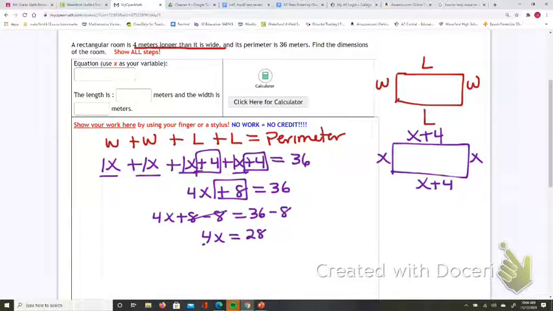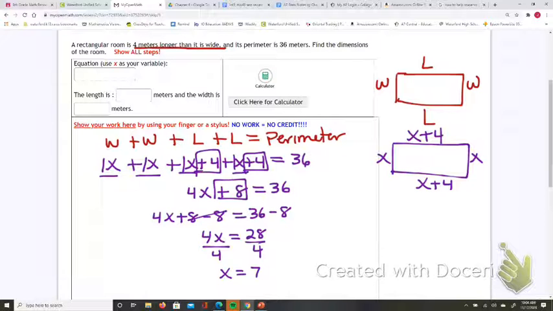Now the last step is to undo the multiplication. So we find our x and we find that we have a 4 next to the x. Remember that means 4 times x. So the inverse of multiplication is division, so we divide both sides by 4. 4 divided by 4 is 1x. 28 divided by 4 is 7.